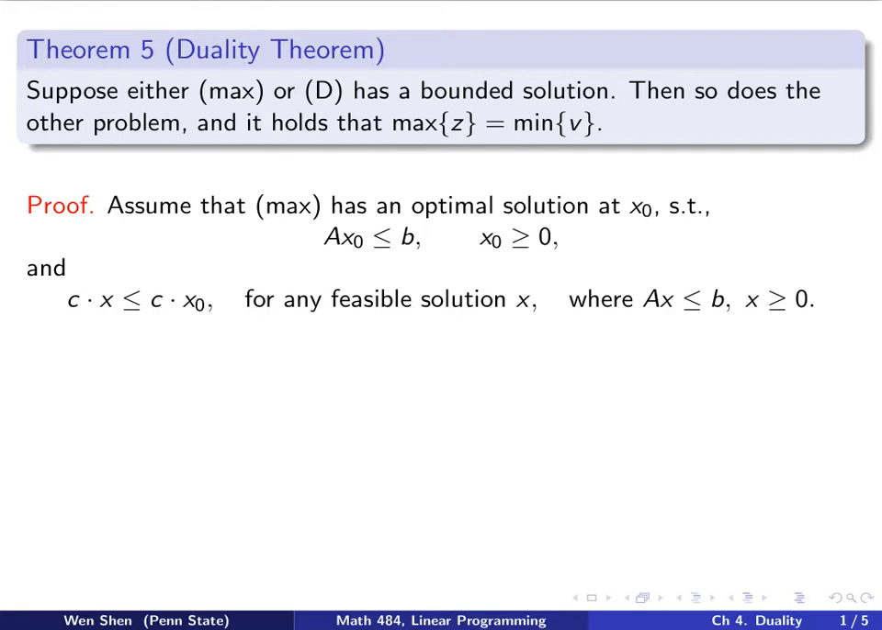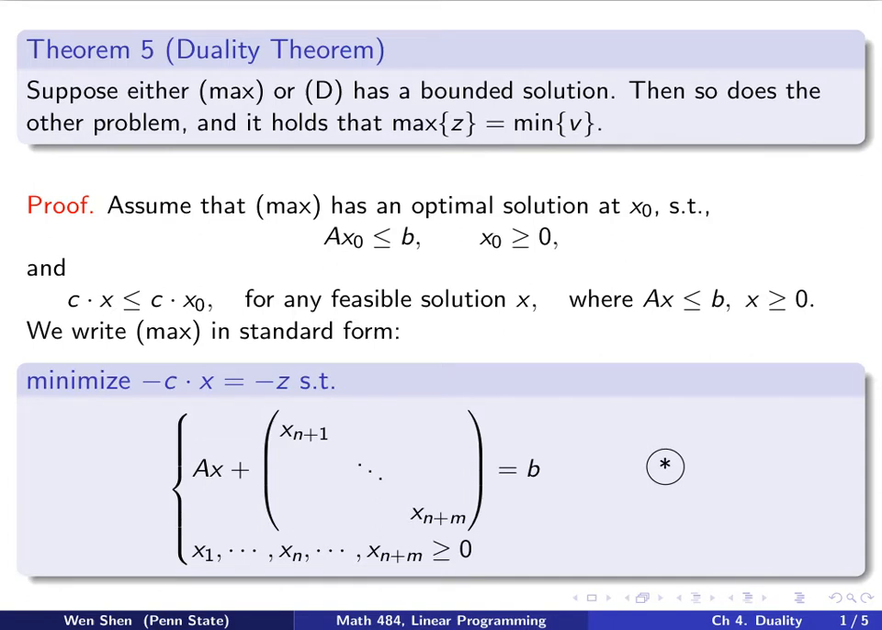Then I also have the following. That is, c dot x will be less than or equal to c dot x naught, for this x naught that's stated up here. And this relation holds for any feasible solution x. What does it mean to be a feasible solution? Well, that means A x is less than or equal to b and x is non-negative. So this inequality holds for the x naught that's given there, and then for any x that's feasible.